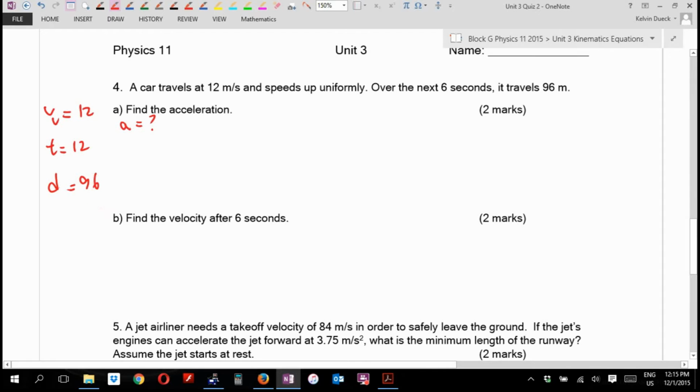I'm looking for an equation that has VI, VF, D, and T. This was probably tied for the toughest question on this quiz, because the equation is one of the yuckier ones. Which equation, Cody, my friend? D equals VI T plus half AT squared. That's important, because that's going to totally change the answer.